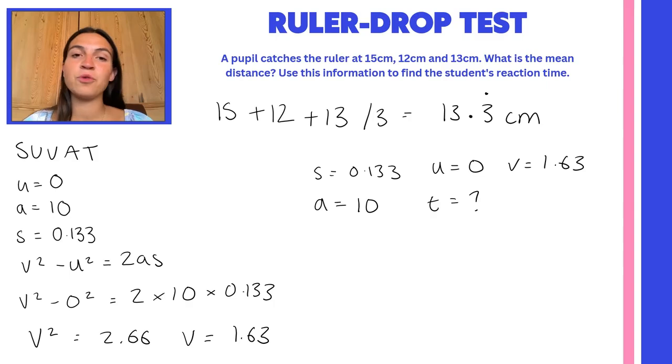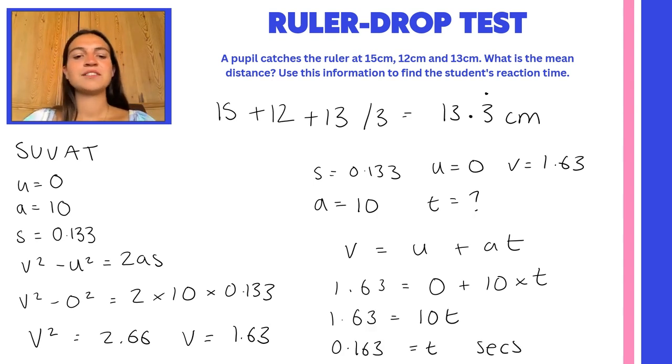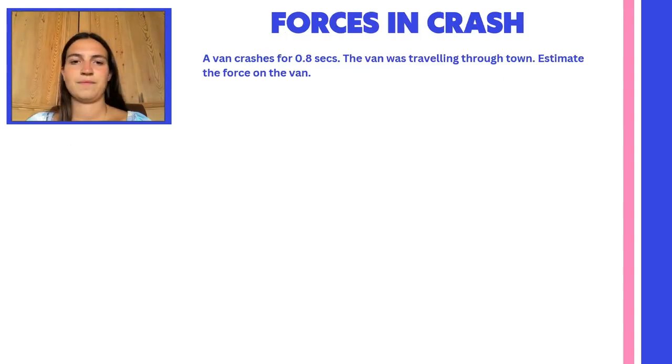So now I have all the stuff that I need to work out my time t. And I'm going to use my other SUVAT equation to do it. v is u plus at. So I have, putting all of those in the correct places, 1.63 is 0 plus 10 times t. So 1.63 is 10t. And then if I divide through by 10, I get 0.163 is t, my time in seconds.